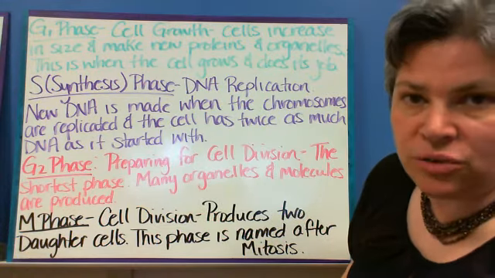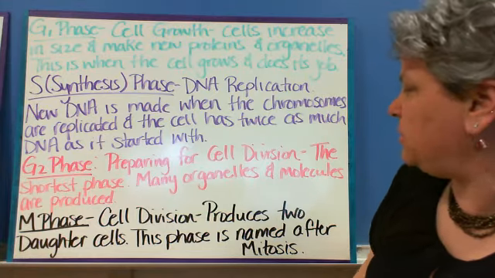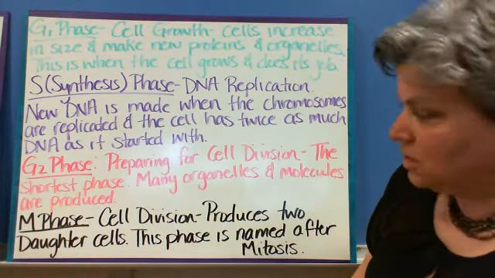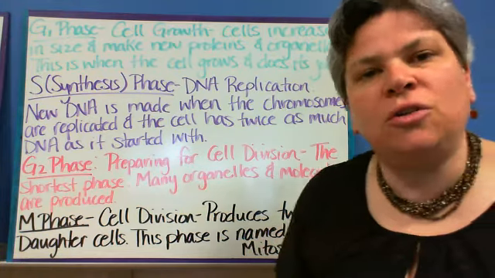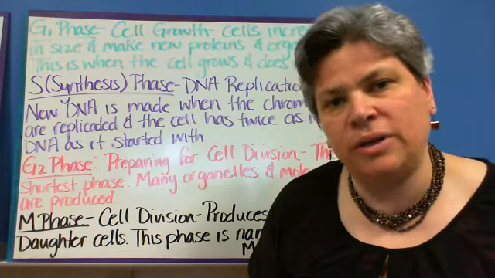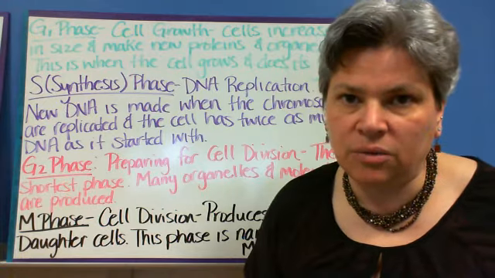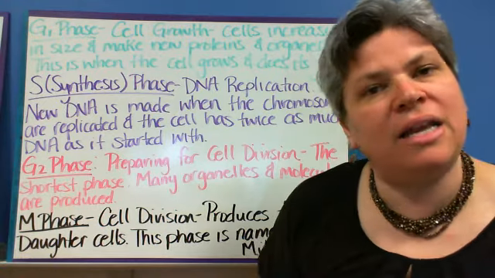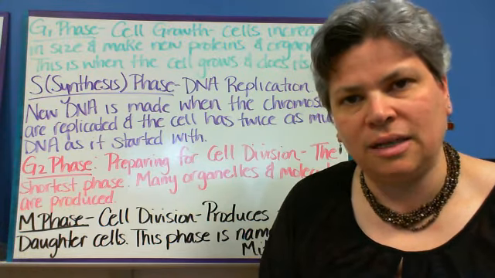So the cell will undergo S phase, or synthesis phase, to synthesize the DNA or to replicate the DNA. Then we move to G2. The G2 phase is simply when the cell is preparing for cell division. The shortest phase, mind you, and many organelles and molecules are produced. You have to make sure that when you split to give you 2 new cells, that both of those cells are going to have equal amounts of what they need for that cell to continue. So the G2 phase is just getting the cell ready to actually undergo that cell division process.